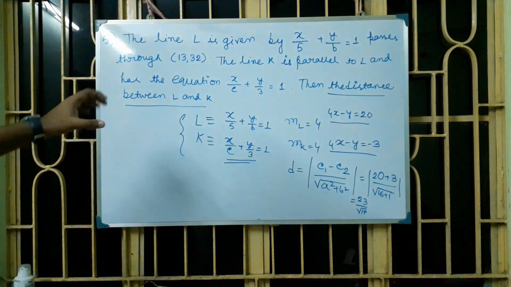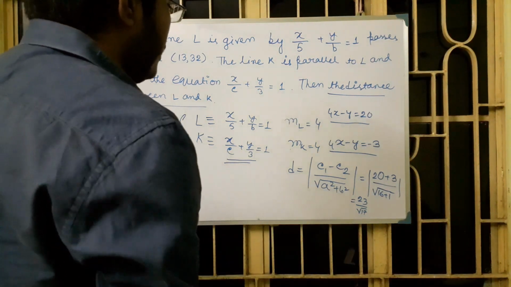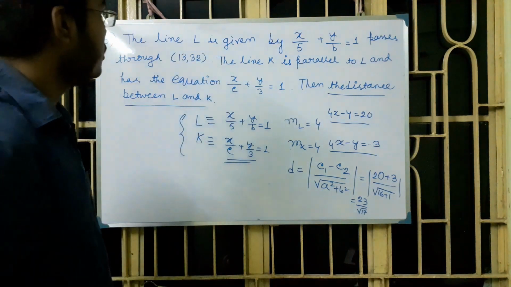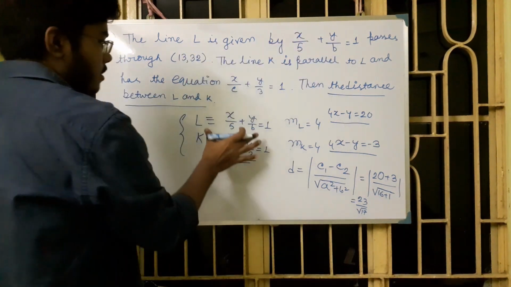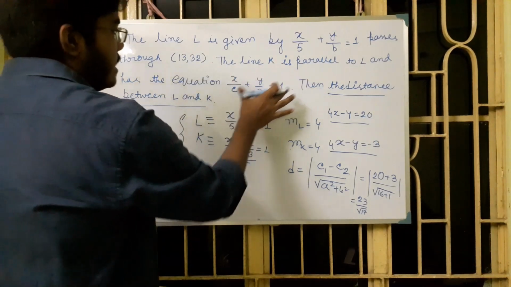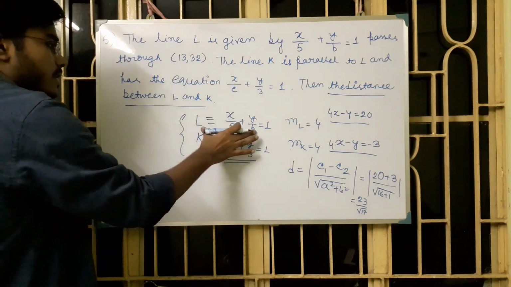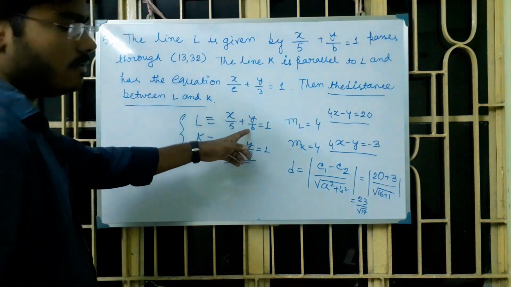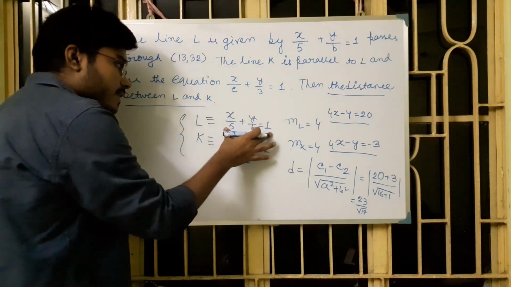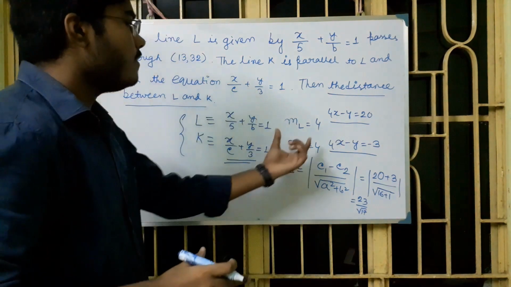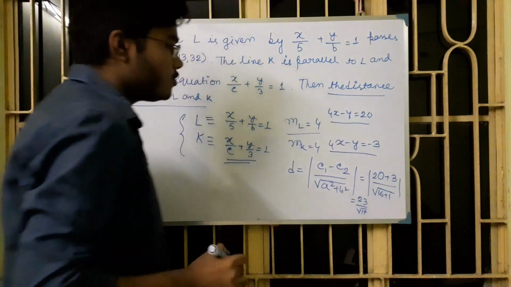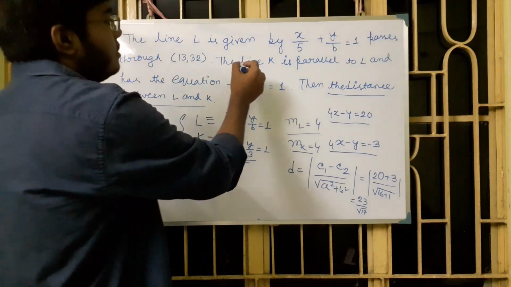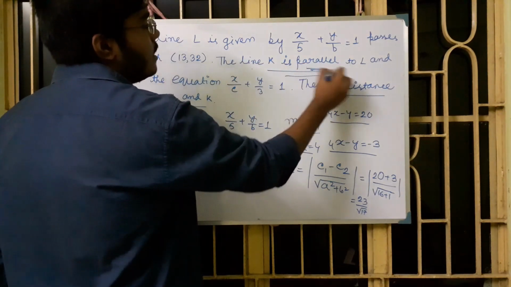And now we have to discuss how this came. First read the question properly. L is given by x by 5 plus y by b. L is given by this. K is given by this. This straight line passes through 13, 32. So replace the values and find out the value of b and find out the equation of the straight line, and find out the slope. That's easy. And then the slope is also equal. Why? The line K is parallel to L.